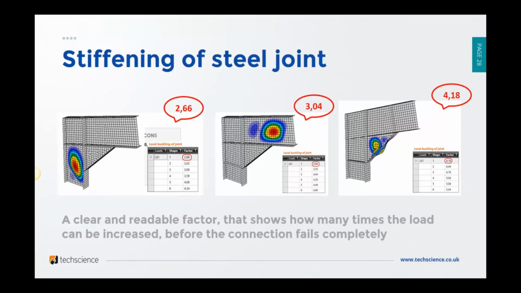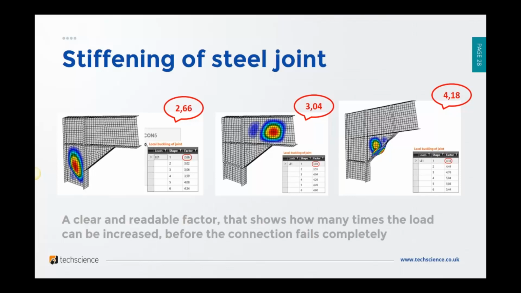In this example, you can see how stiffening of a joint can be achieved and how buckling analysis can give us an optimized solution. For example, if we analyze the left part, it gives us a buckling on the web of the column with a factor of 2.66. That means we have to apply 2.66 times the load in order for the connection to fail.